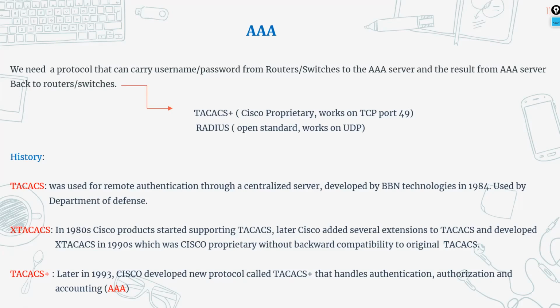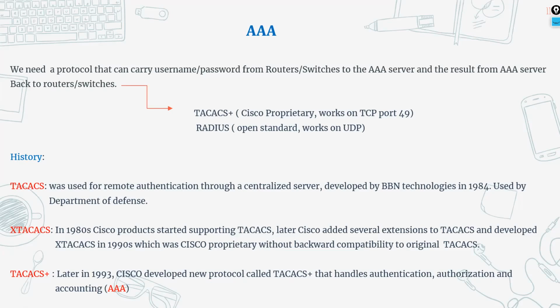So my router, or router 1, is going to send that particular information to the TACACS server to check if that particular username and password combination is correct. Then the TACACS server is going to check its database. If the username and password is correct, the TACACS server is going to send back the result to the router that this particular user is valid. If the username and password combination is incorrect, then also the TACACS server is going to send back the reply to the router that the username and password is incorrect.